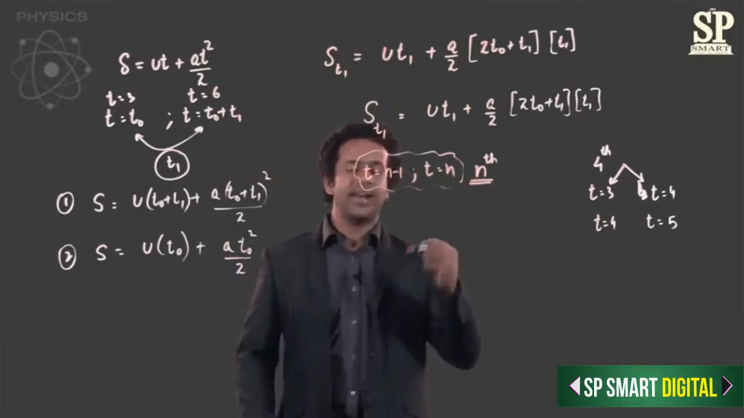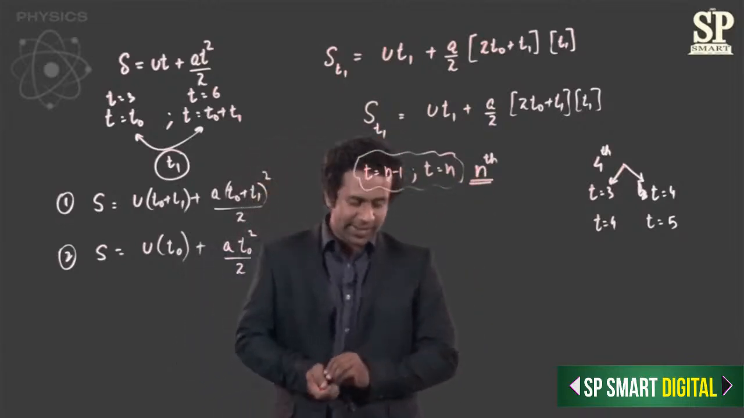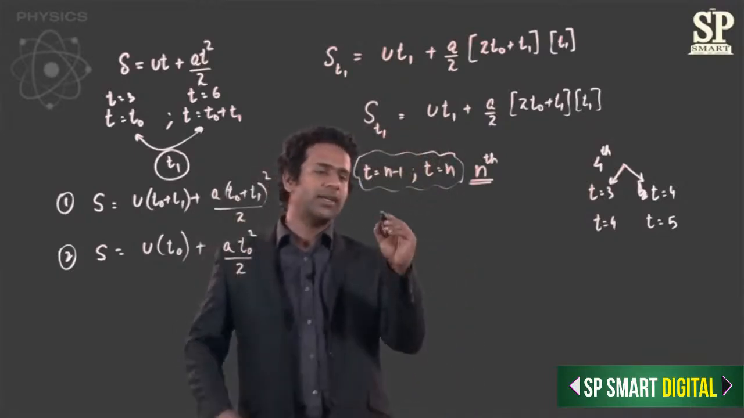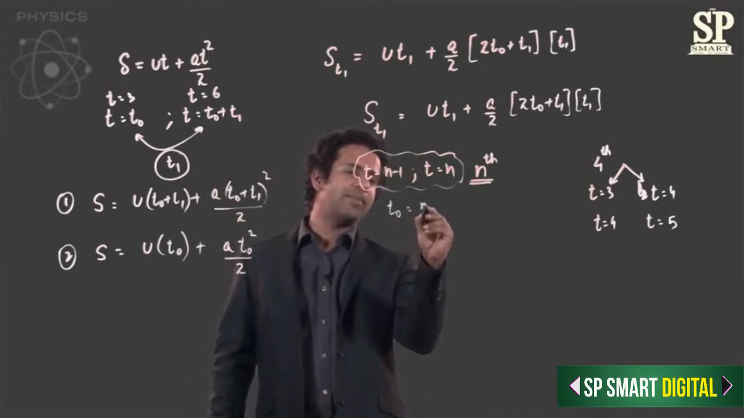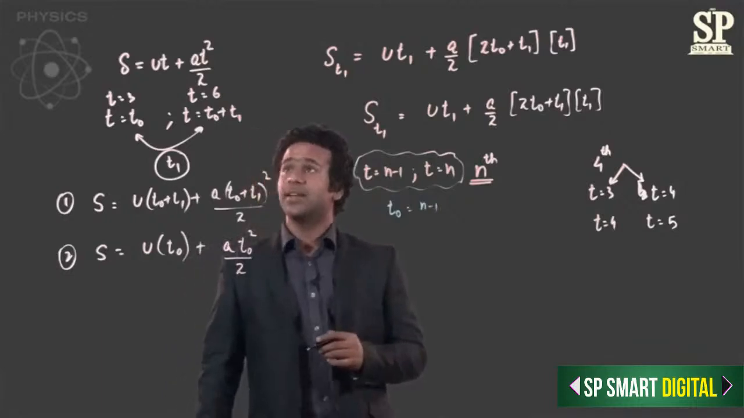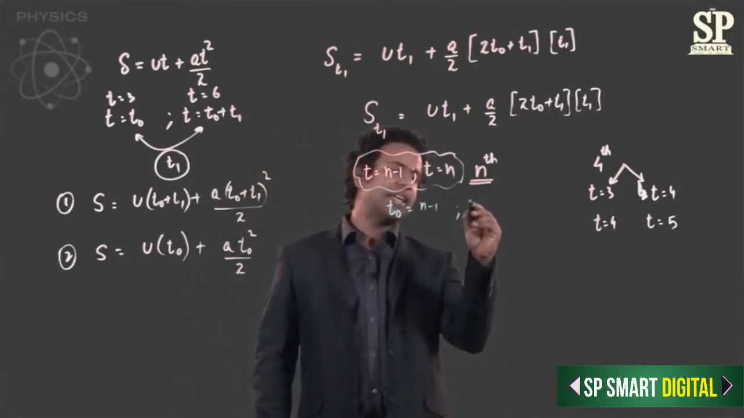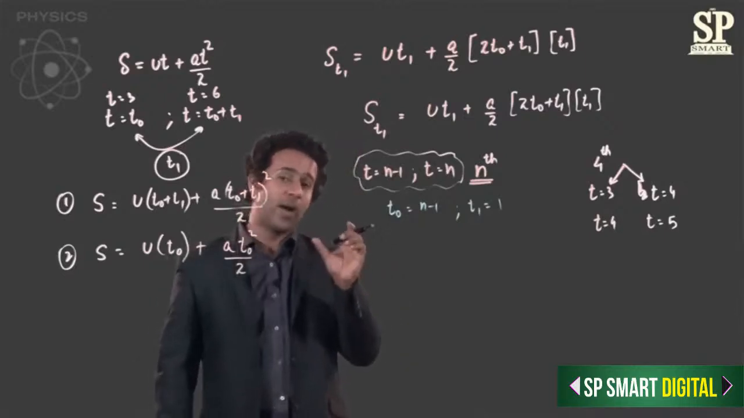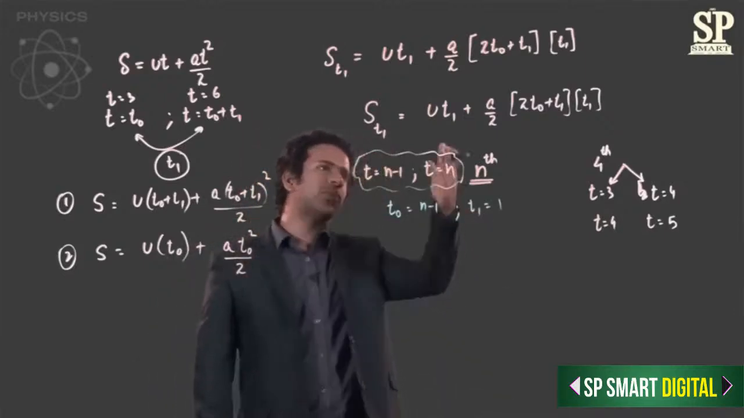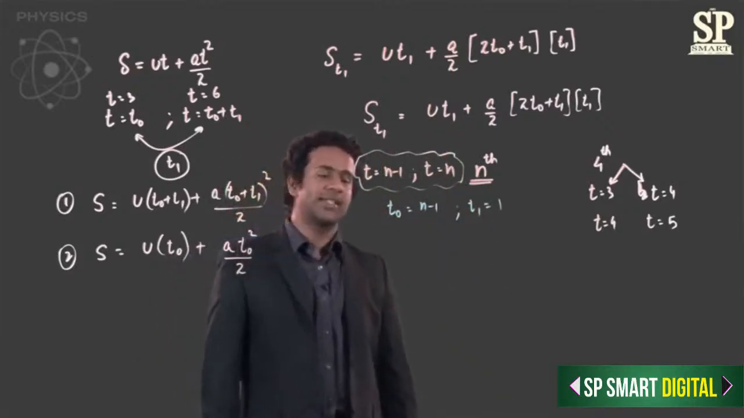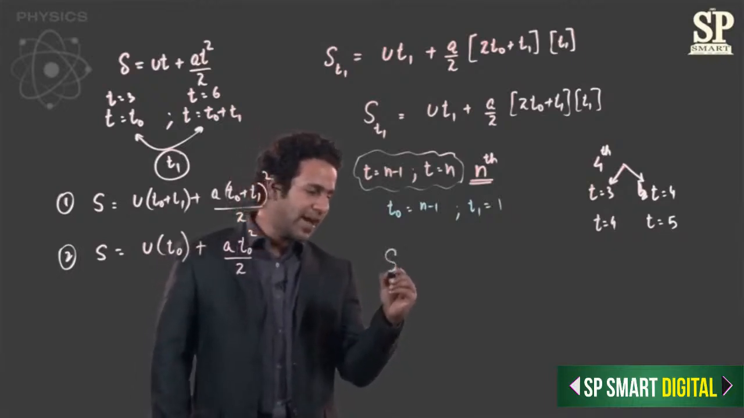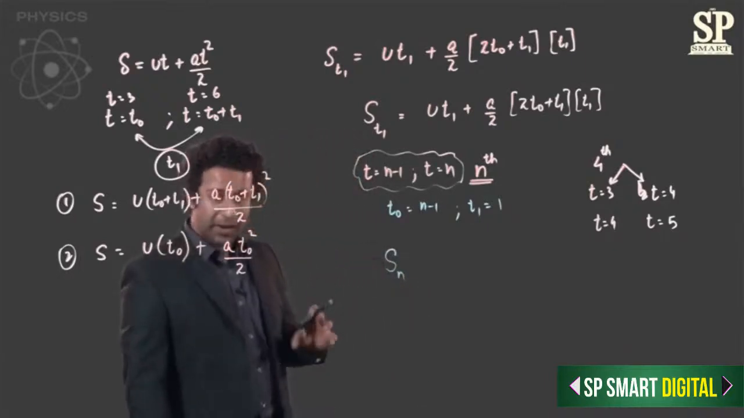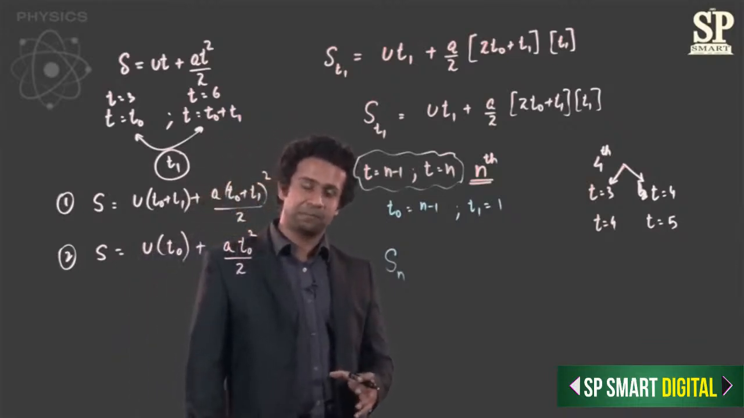So, if we compare it to the general case that we had taken, in our case, for these values, t naught is equal to n minus 1 and t1 is basically 1 second, because we are interested in an interval of 1 second. So let's substitute these values back into this equation and we can say that Sn, now this Sn represents displacement in the nth second.